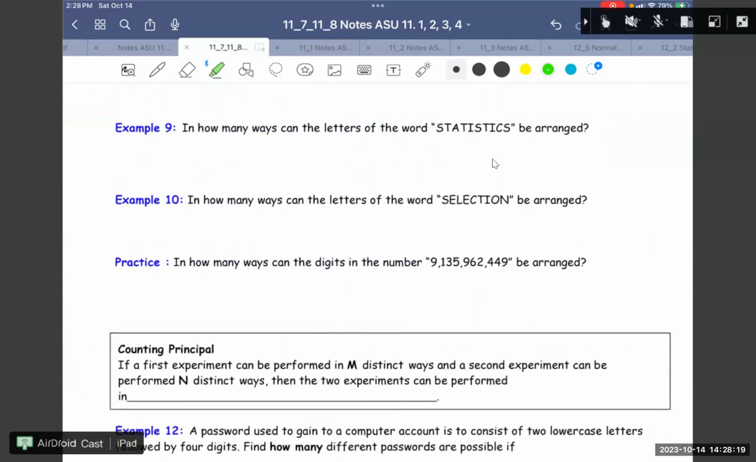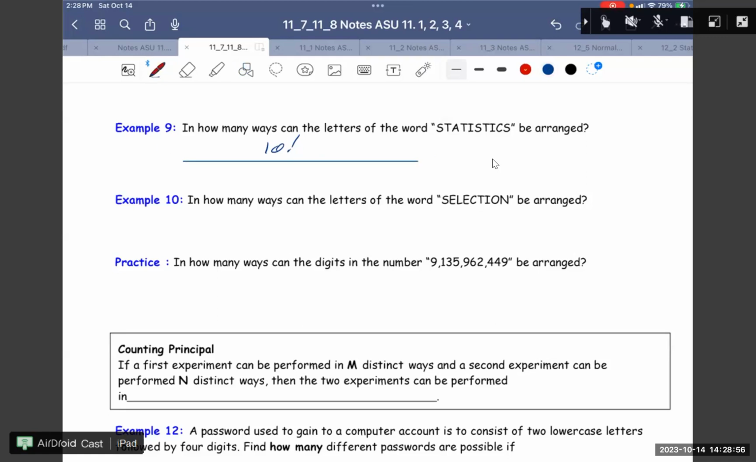So, example: in how many ways can we rearrange the letters of the word statistics? So how many letters is that? 1, 2, 3, 4, 5, 6, 7, 8, 9, 10. So the total is 10. So this one is 10 factorial.